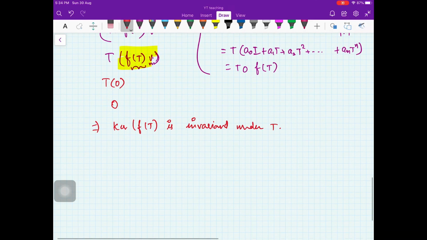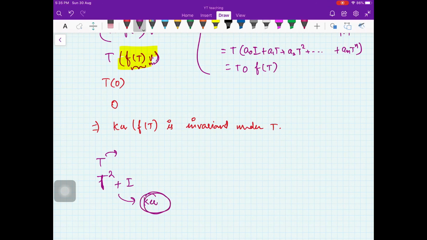So for example, if you have a linear transformation T and you are looking for subspaces which are invariant under T, what you can do is take any polynomial, say T squared plus identity, and then look for its kernel. You know that this particular kernel will be invariant under T. So this is how you can create invariant subspaces.